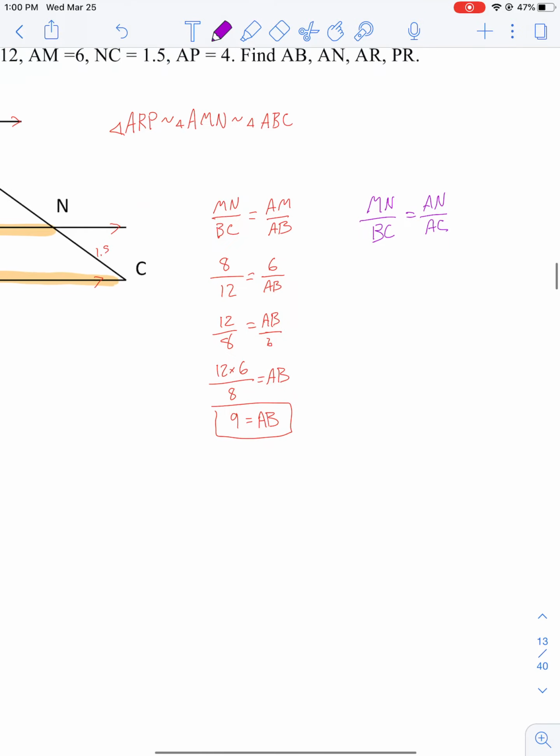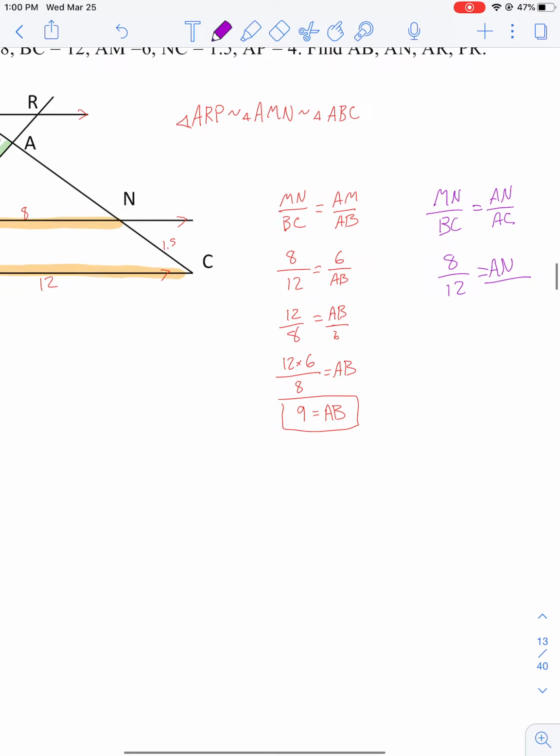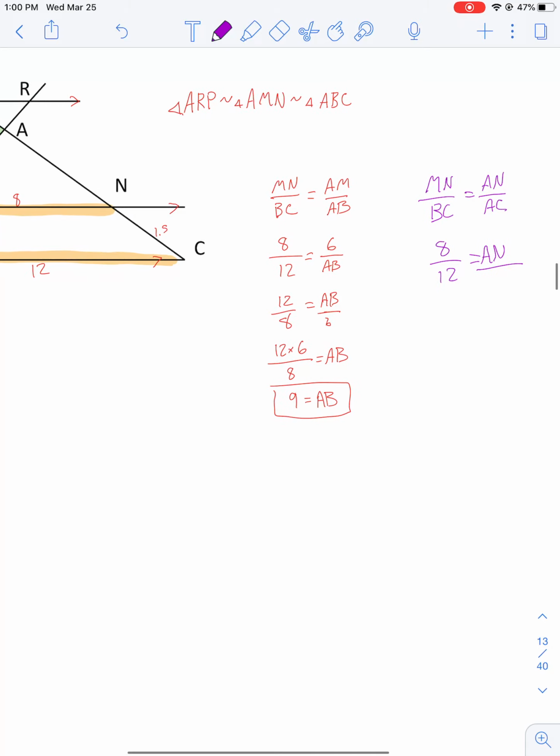So if we take a look at what we know, we don't know. We've got 8 over 12. That's a ratio. It needs to be in the same ratio to AN, which we don't know what it is. And we don't technically know AC as well. So I'm going to leave that as AN plus 1.5.